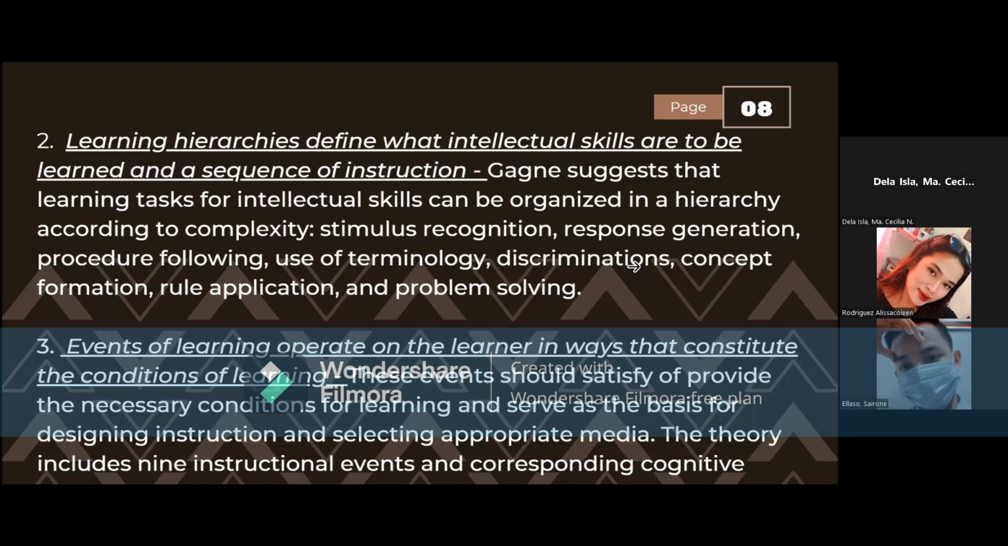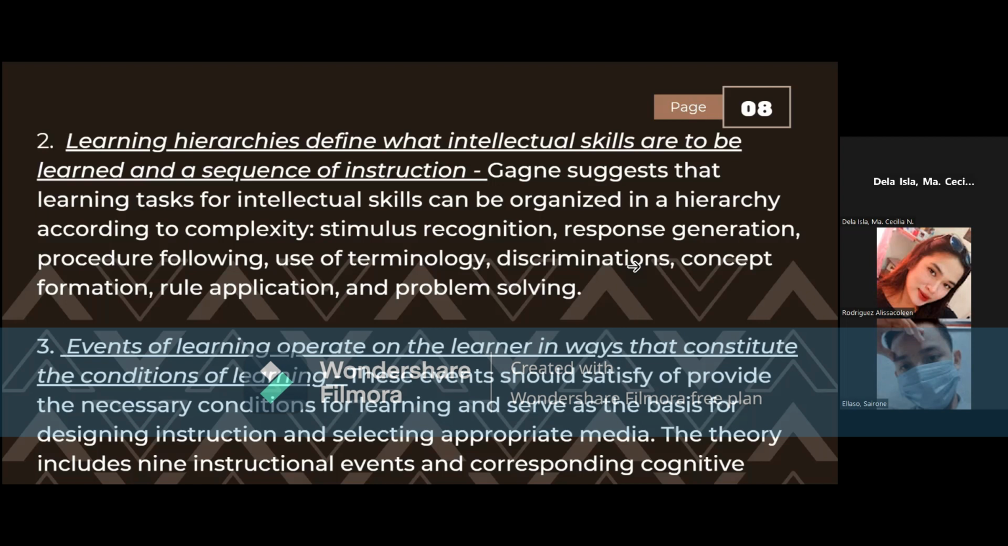Events of learning operate on the learner in ways that constitute the conditions of learning. So this event should satisfy or provide the necessary condition for learning and serve as basis for designing instruction and selecting appropriate media. The theory includes 9 instructional events and corresponding cognitive processes. These events are the organized process on how to properly develop the design for instruction and selecting appropriate media to make sure that learning will be retained in the mind of the learners.